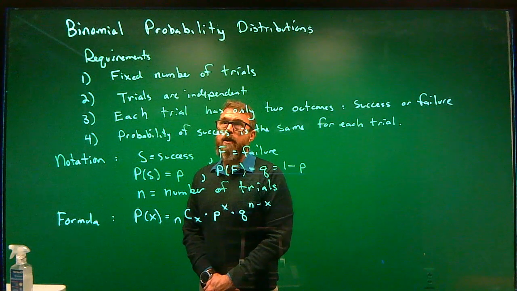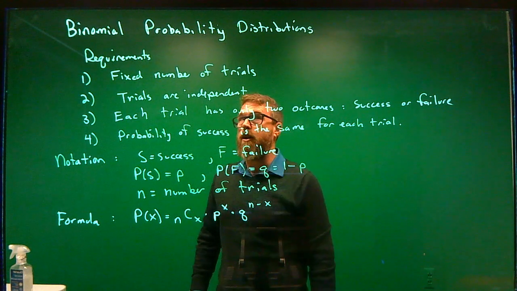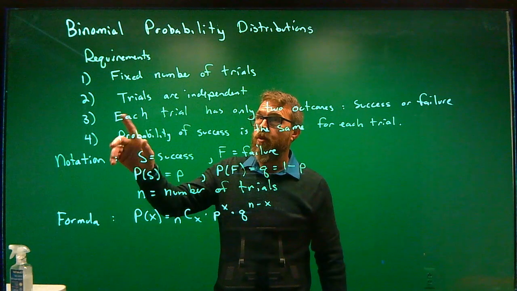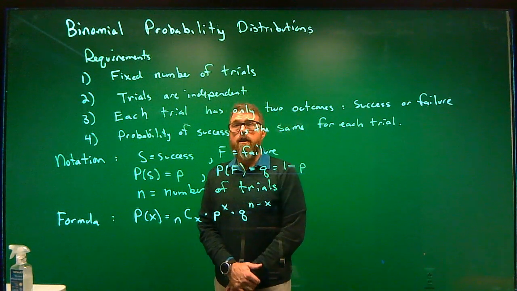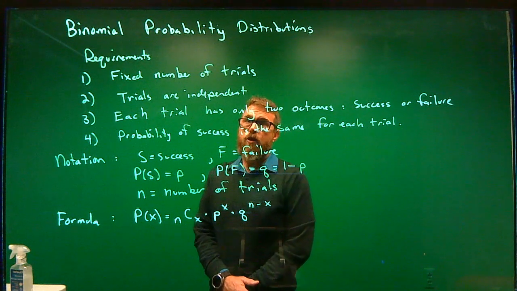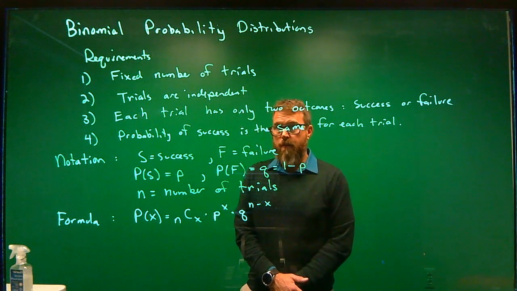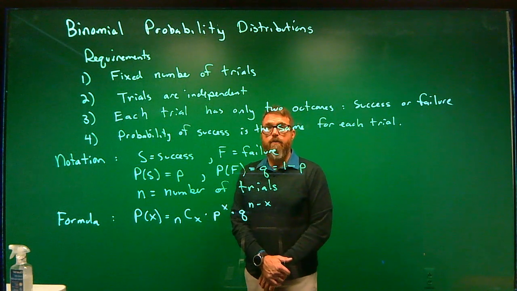So today I'm going to cover a binomial probability distribution. We're going to start out with the requirements for a binomial probability distribution. First, we have a fixed number of trials. The trials must be independent. Each trial has only two outcomes, success and failure. And the probability of success has to be the same for each trial.